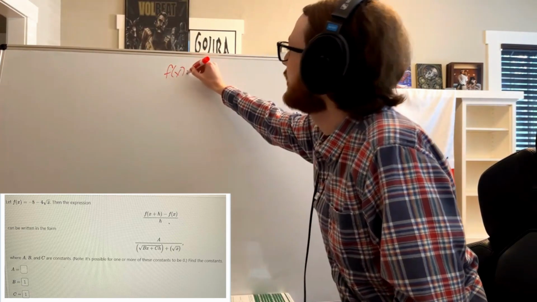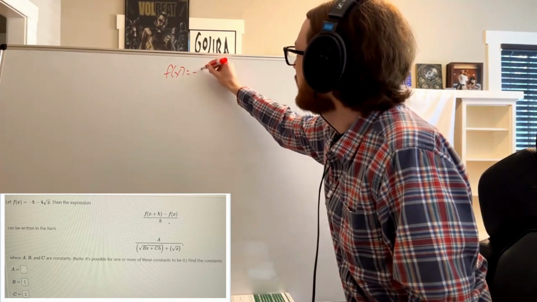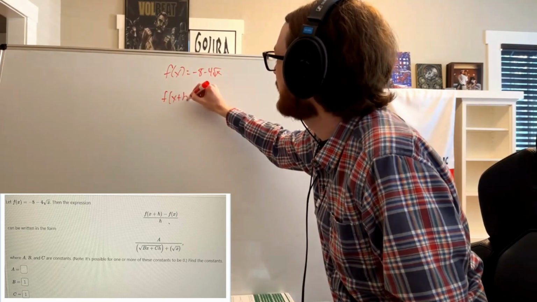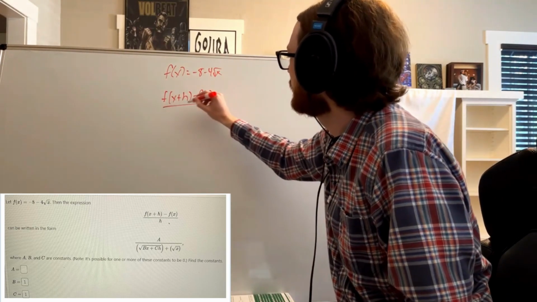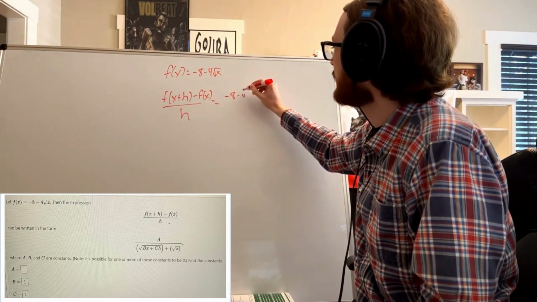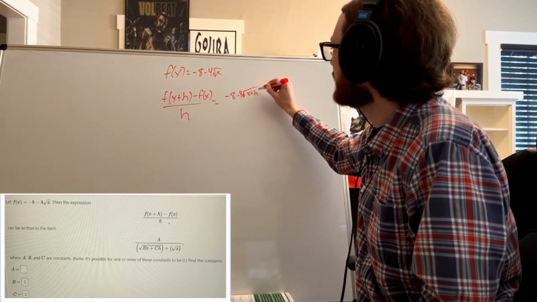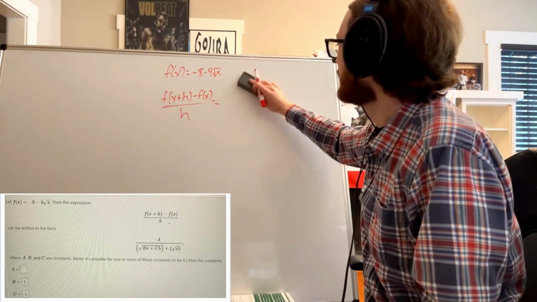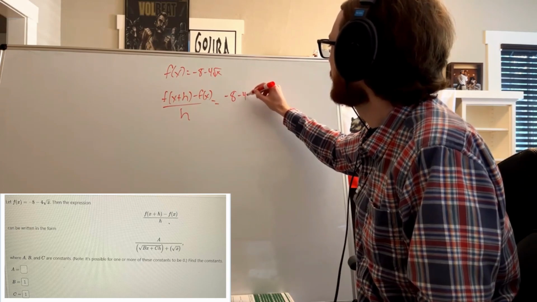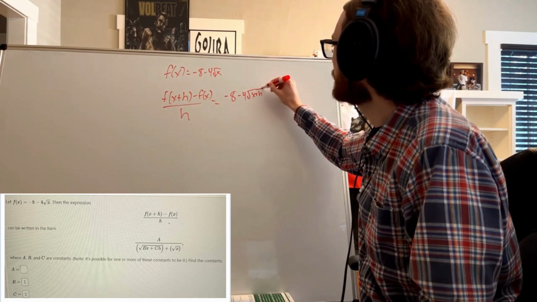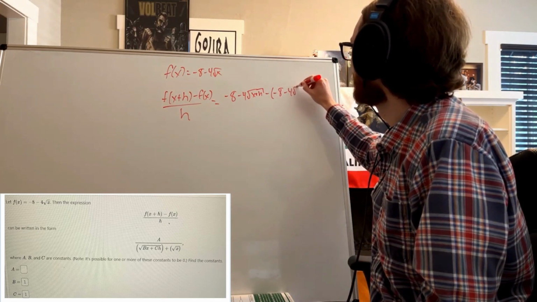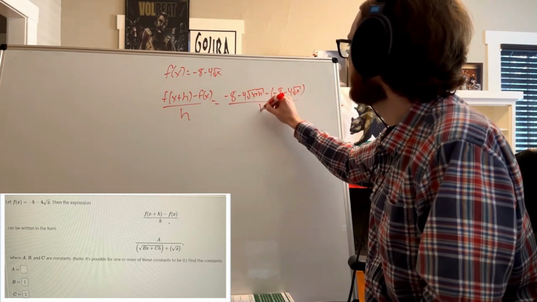So f of x is -8 minus 4 root x, and they want us to plug it into the limit definition of a derivative, f of x plus h minus f of x over h. So f of x plus h is -8 minus 4 root x plus h. God, this is sloppy. Let me write that. -8 minus 4 root x plus h minus f of x, -8 minus 4 root x, over h.